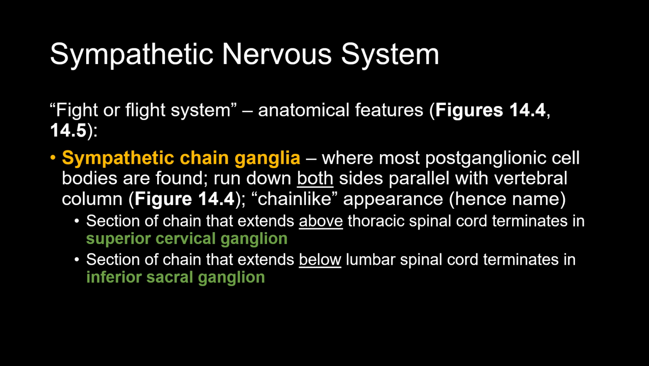Now, if you remember from that image, many of these sympathetic ganglia are located very closely together along the vertebral column. This gives it a chain-like appearance and has given rise to the name the sympathetic chain ganglia. These ganglia extend beyond the thoracic and lumbar spinal cord, and go as far from the superior cervical ganglion all the way down to the inferior sacral ganglion.